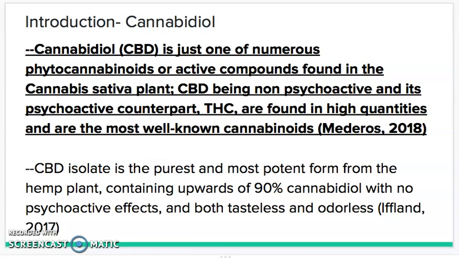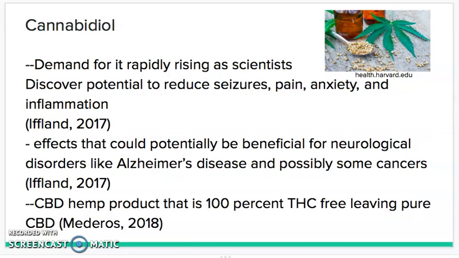tasteless and odorless. Now, continuing with cannabidiol, its demand is rapidly rising as scientists discover potential reductions in seizures, pain, anxiety, and other things. Its effects could be potentially beneficial to different diseases like Alzheimer's disease or some cancers, so we're definitely looking into that, and many scientists are too. And this form is actually the CBD hemp product that is 100% free of THC, leaving pure CBD, and there is no THC in it, which many people get confused about.